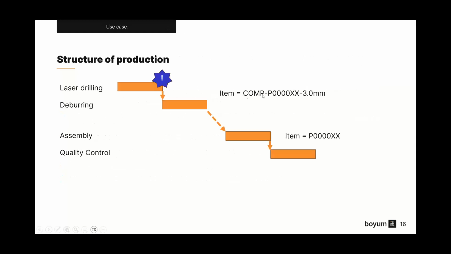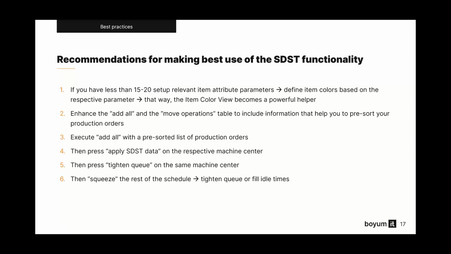Information in this table, I have the item description, and as I have in my item description the reference to the parameter, and the items are set up with the same numbering code, then I have this information there, and I can really pre-sort on this table. Then I can say, okay, before I schedule, I want to bundle all the ones with the smallest diameter, then the 1.5s, then the 2.0s, and so on and so forth, so that they get scheduled in the right sequence of order. So then I execute this add all, and add them to the schedule in the predefined and pre-sorted way.